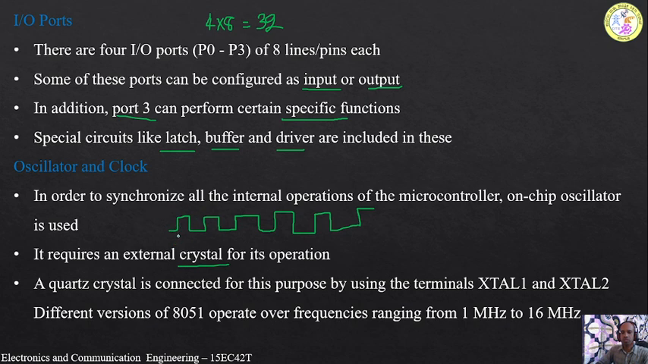And all the operations are synchronized with the clock signal. This is called one time period, capital T, from here to here. If I take from here to here, it becomes 2 time periods, or it can be 3 time periods, from here to here. All the operations are synchronized with this clock.